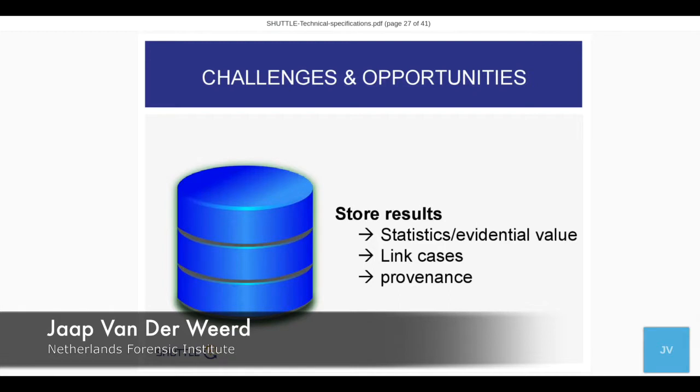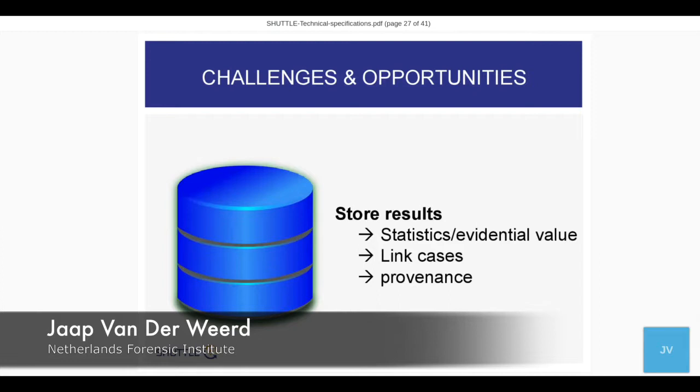We could help each other within different forensic laboratories. We have 100 items stored in the database, you have 100 items, and there are many labs that store hundreds of items, so in total we have 10,000 items in our database. That gives a good basis for statistical processing. We might be able to link cases, so if a burglar is working in the Netherlands, but also in Germany or Belgium, we might be able to link those cases. We might be able to have provenance in cases.